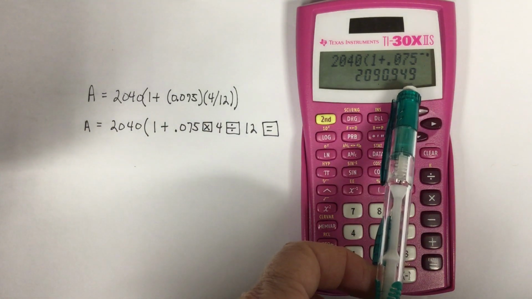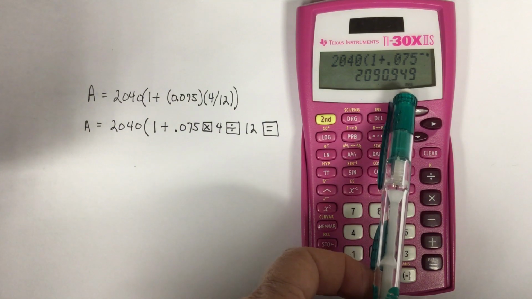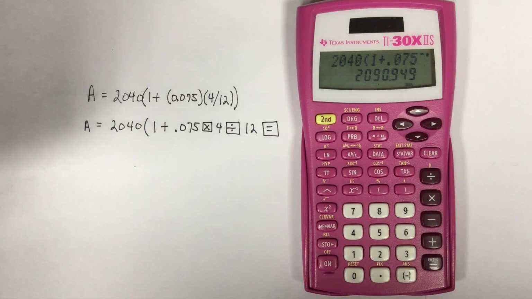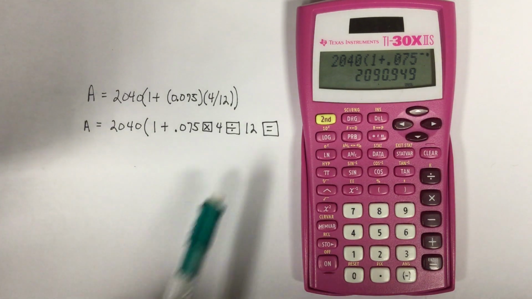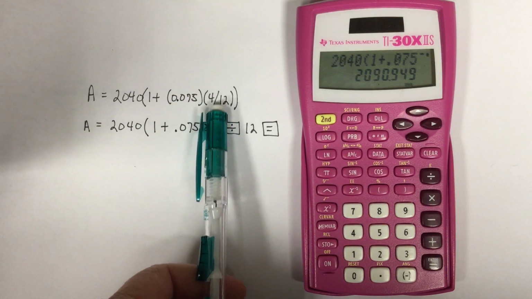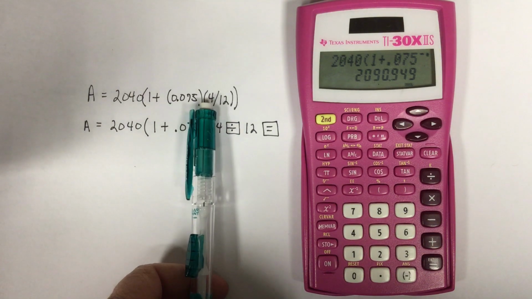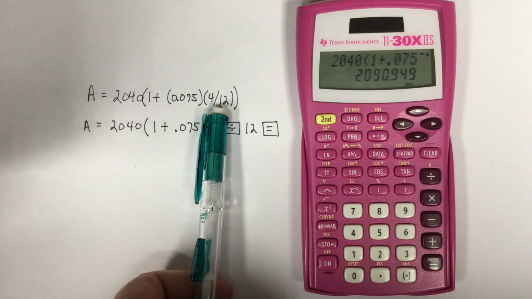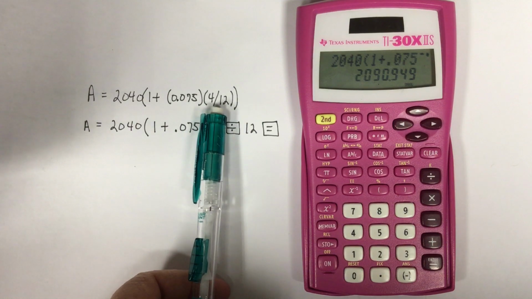If you round this to the second decimal place, you would have $2,090.95. It's only a nickel off of what we got the other way, but that's enough for my lab to tell you that you're wrong and you have to do it again. So we don't want that. So that's why I'm recommending that whenever your years turn out to be a repeating decimal, instead of rounding off that decimal, just enter the fraction, just enter the division, and let the calculator do it for you exactly.